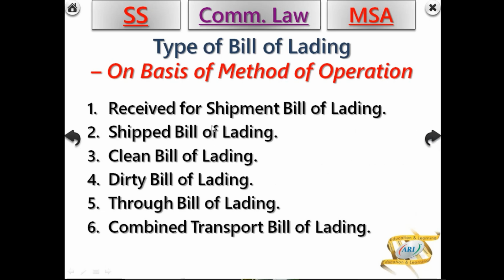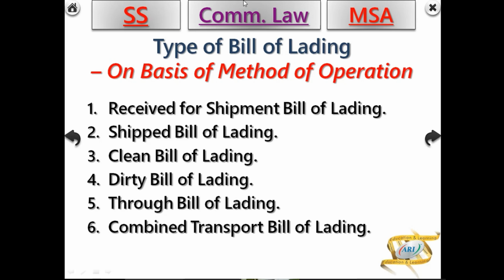Method of operation. Received for shipment bill of lading is issued when the carrier has taken responsibility for the cargo while the cargo is in the warehouse at the load port because the ship has got delayed. For received for shipment, the agent will issue it. Responsibility of the carrier will start there.